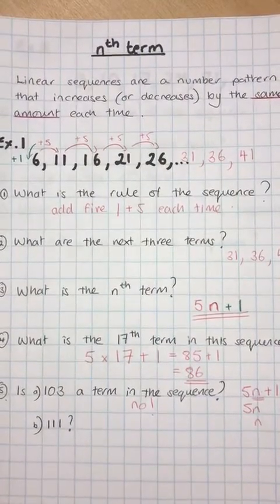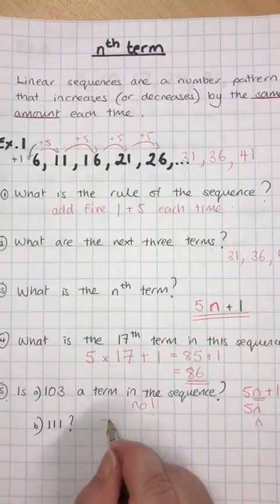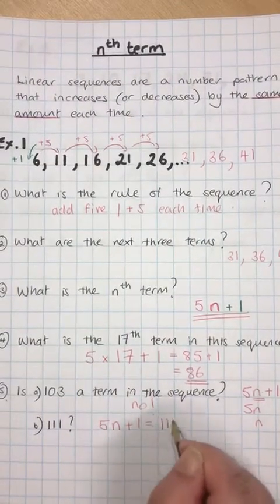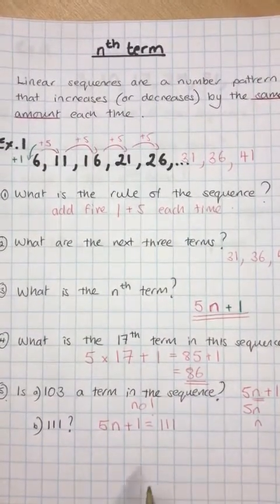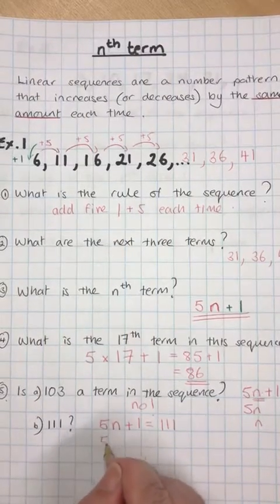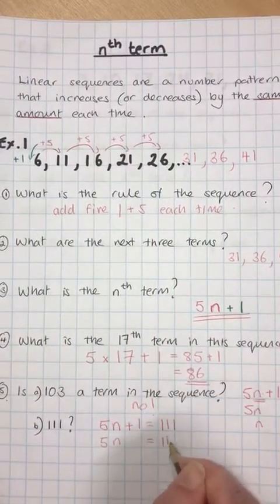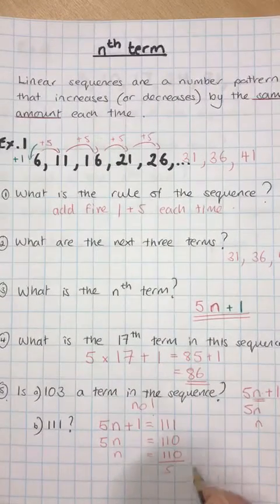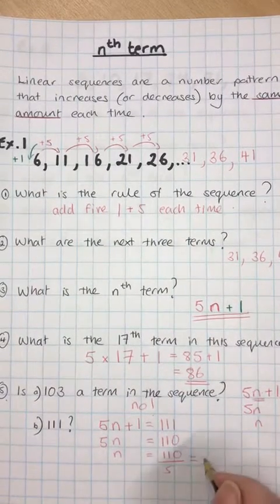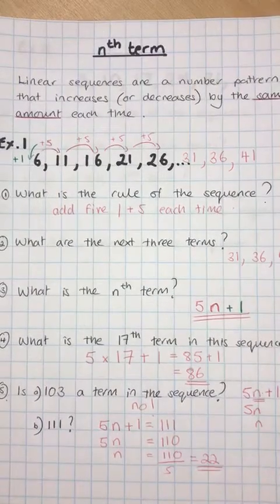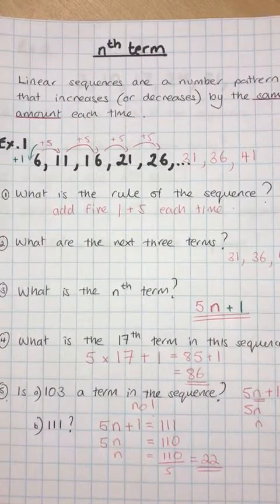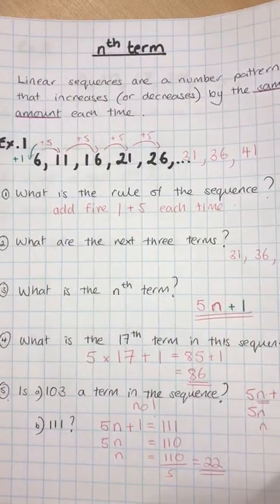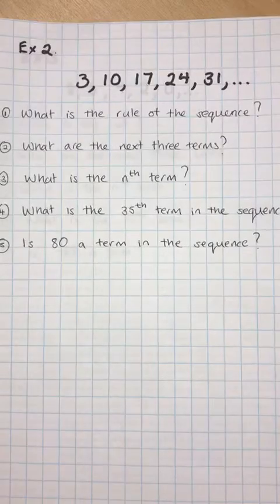Let's try it again. Is 111 a term in the sequence? The question this is asking is, is 5n plus 1 equal to 111 ever a whole number? Let's solve that. And yes, 111 is the 22nd term in the sequence. Let's do another example.